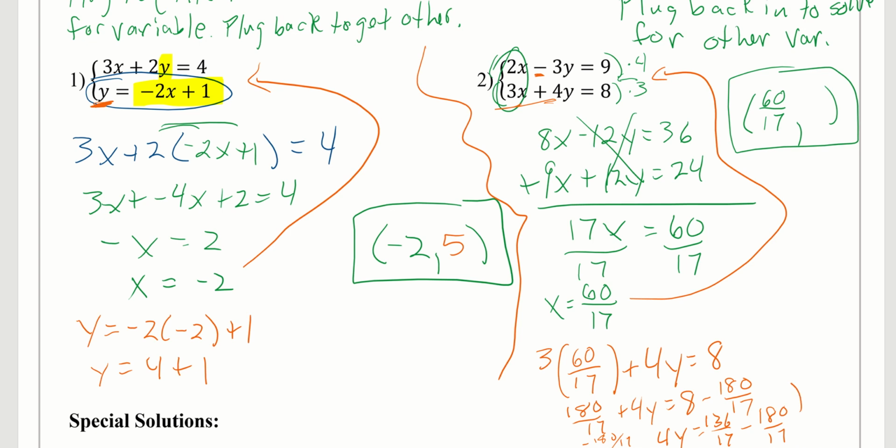Now I'm going to bring it up here. Sorry, I'm running out of room. So 4y, now I'm going to simplify that. So 136 over 17 minus 180 over 17 would be negative 44 over 17. There we go. And then now what I'm going to do is divide by 4.